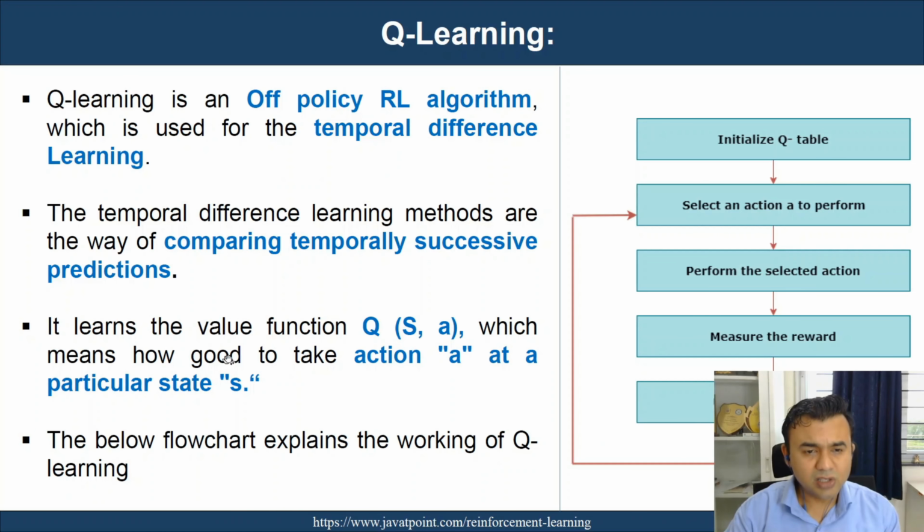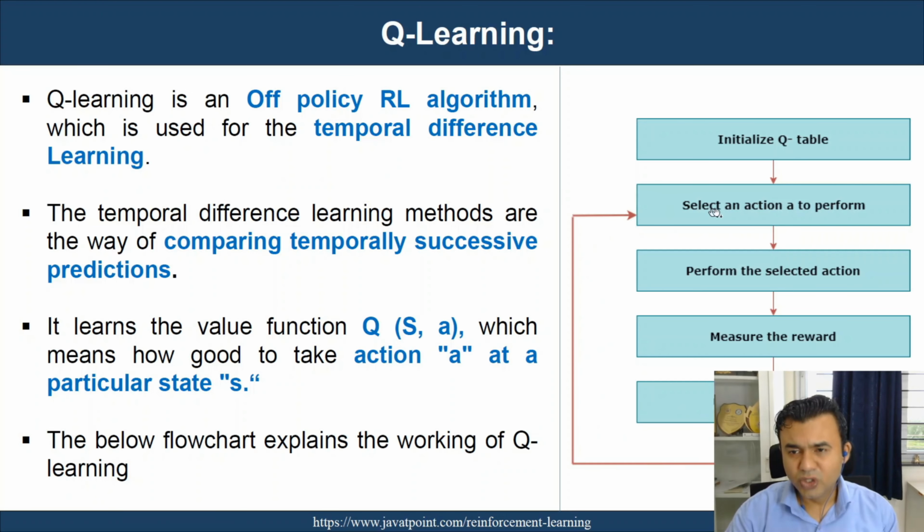It learns the values of the Q function, which is Q of state and action, which means how good the action taken was, and how good it was for reaching that particular state. Now, if you look at this, first we initialize the Q table, then select the action to perform, perform that particular action, keep an eye on the reward, measure it, and update the Q table.